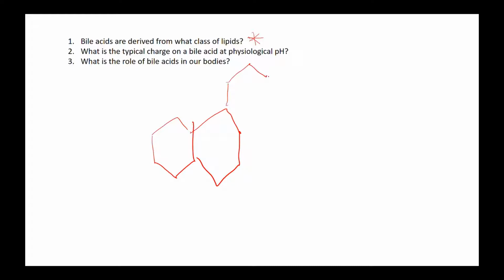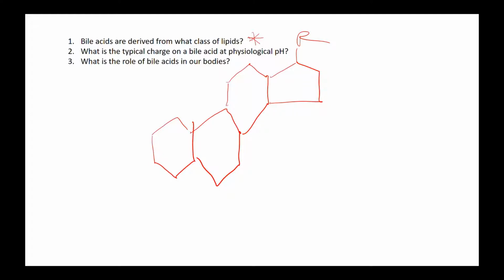Might help you. All right, so this is the basic structure of a steroid. Bile acids are all derived from cholesterols or steroids. You can say either one of them there. So that is basically it for number one. Bile acids are derived from which class of lipids? I'd accept cholesterol, steroids, or even isoprenoids. All those would be correct answers.